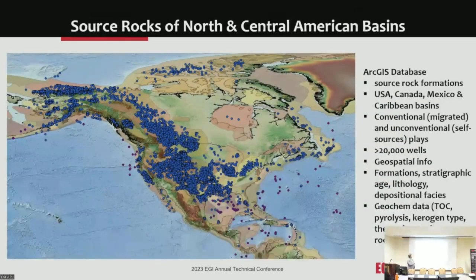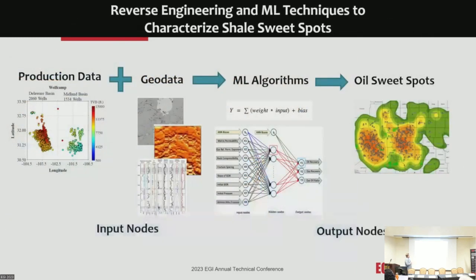So one of the things we'd like to do is, I started working on this project years ago, but we haven't really finalized it, to put together a source rock data set for all the basins in North and Central America. So we have already identified about 20,000 wells. So it's a huge, huge database. Another aspect of the shale studies, Dr. Palash Panja is here.